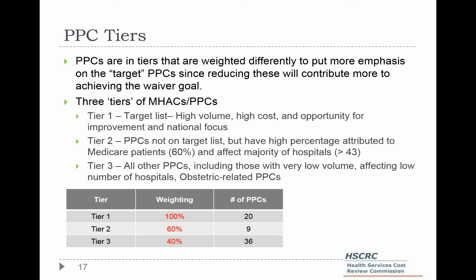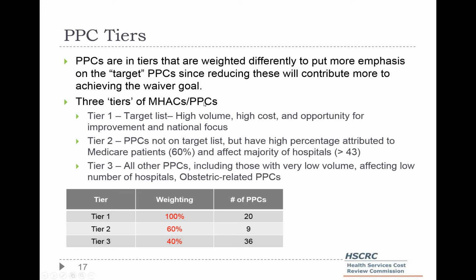So as mentioned earlier in the guiding principles, the new MHAC methodology was designed to have a way to weight PPCs differently so that more emphasis would be put on what we are calling the target PPCs, since reducing these will contribute more to achieving the waiver goal of a 30% reduction by 2018.